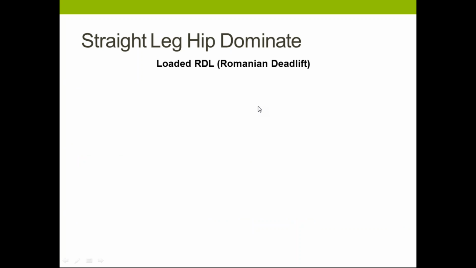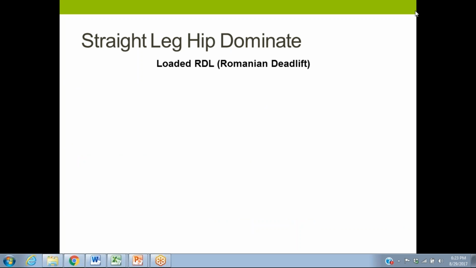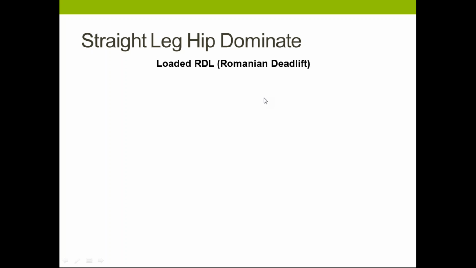All right, straight leg hip dominant, loaded RDL. What do you guys think would be a good regression for this movement? Because this is a tough movement to teach people. What have you guys done in the past? Any ideas? I use a resistance band to do an RDL instead. Oh, okay. Yep. Kind of teach them. Yeah. Lighten the load. Sure.